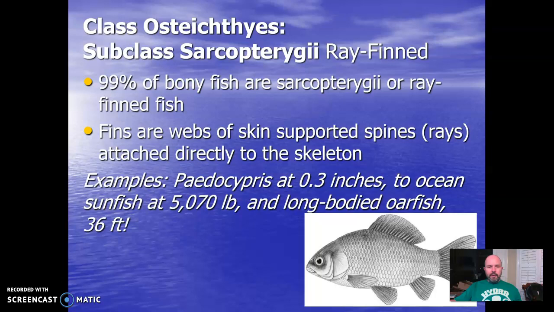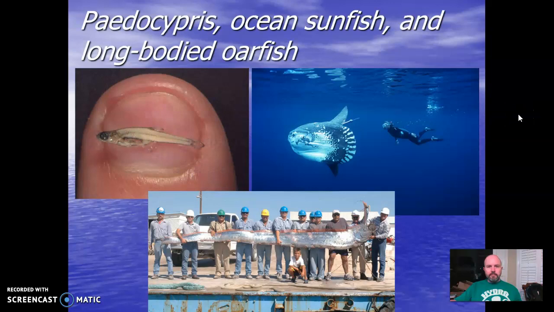So examples, Paedocypris is a 0.3-inch long fish, one of the smallest fish, if not the smallest, to the ocean sunfish, which comes in at a whopping 5,070 pounds, the long-bodied oarfish, which will top out at like 36 feet in length. So here are Paedocypris, tiniest fish, the ocean sunfish, and the long-body oarfish. So a wide variety of sizes and shapes, and they all have those common features of bony skeleton, operculum, spines that radiate out from the calcium carbonate skeleton.